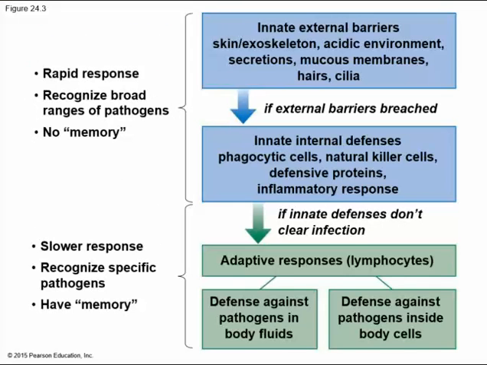So, innate immunity is a very rapid response. It recognizes a broad range of pathogens but has no memory of infection. Adaptive immunity has a slower response but has a memory. It recognizes specific pathogens.